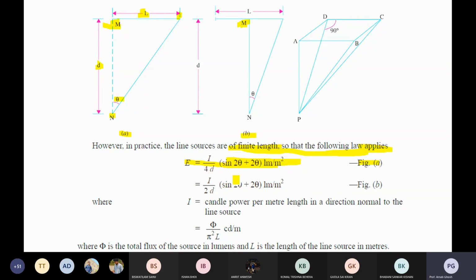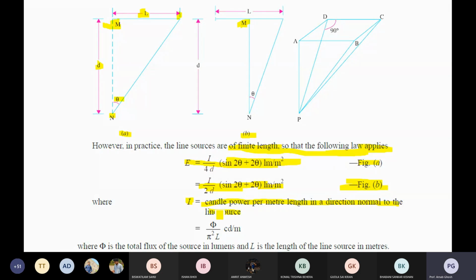Okay, for condition 2, two figures are there, projected area. So more or less in both cases, if you make the 3D to 2D, this formula will come in: I by 2D (sin 2θ + 2θ) lumen per meter square. That is for figure B, where I equals the candle power per meter length in the direction of the normal of the line source. That is your I; the value of I is given here.